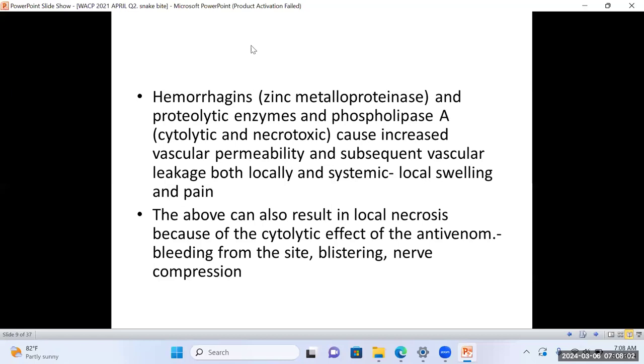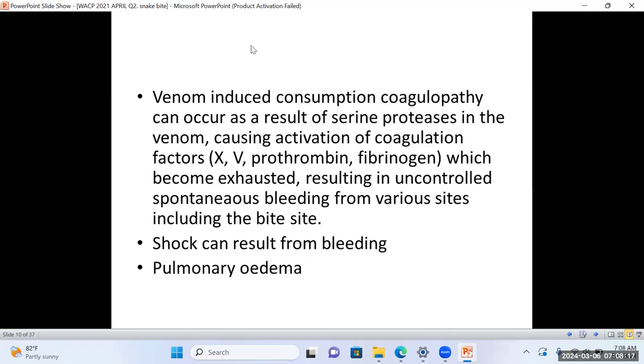If it's occurring around the bite site, there can be local swelling, which may extend and result in compartment syndrome. There can also be blistering at the site of the injury.